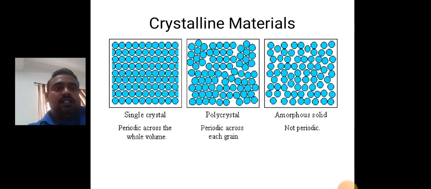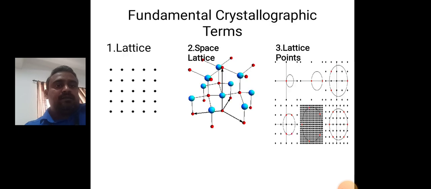So in crystalline materials, there are two types of crystals. The first one is single crystalline materials, and the second one is polycrystalline. In polycrystalline, crystals are divided into a number of grains. Then the diagram also shows amorphous solids, amorphous materials.